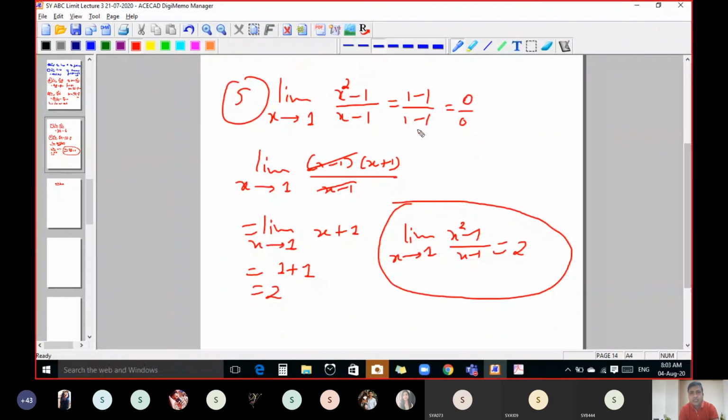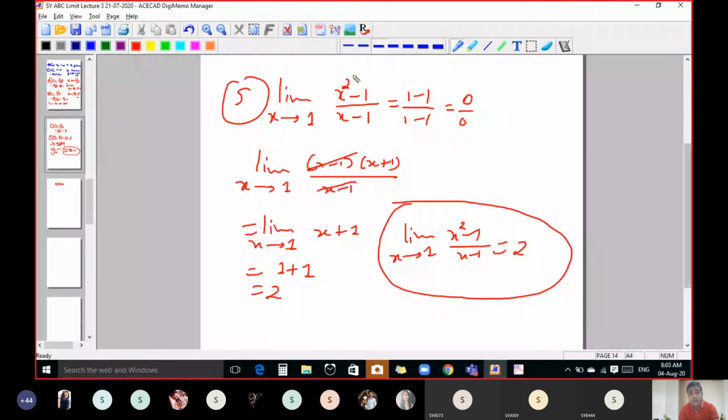Let us take this question. Limit x tends to 1, x square minus 1 upon x minus 1. So put x equal to 1 here. Putting 1, 1 square, 1 minus 1, that is 0. And 1 minus 1, that is 0. And whenever we have a 0 by 0, we know that 0 by 0 is an undefined term, means there is no answer for 0 by 0.